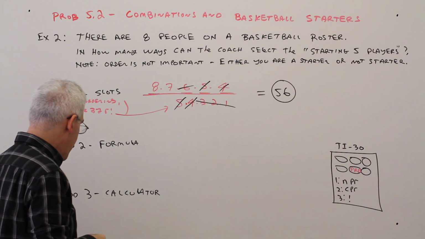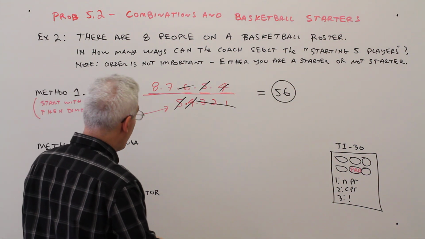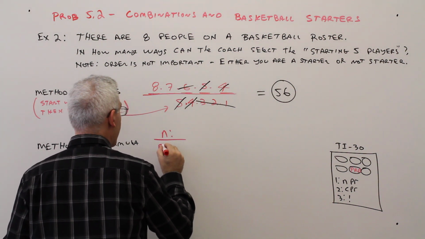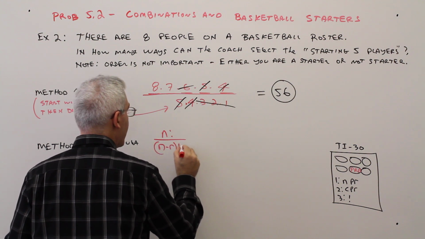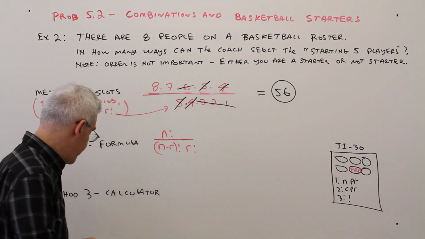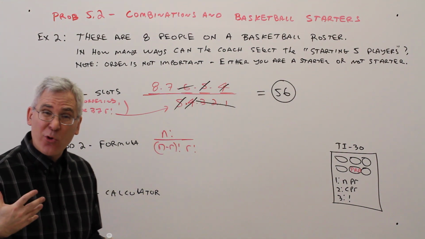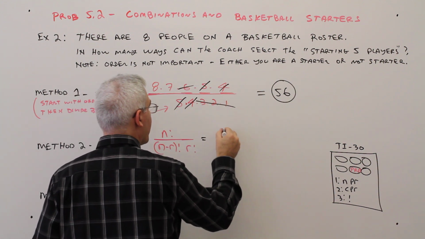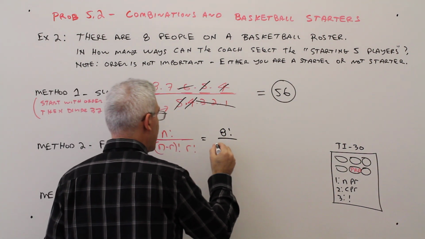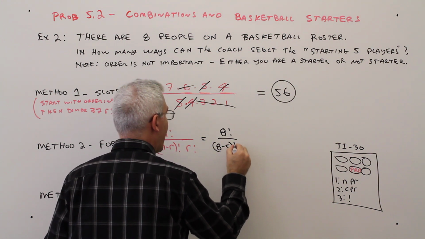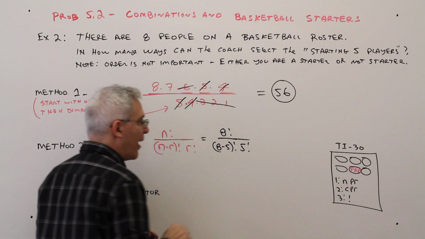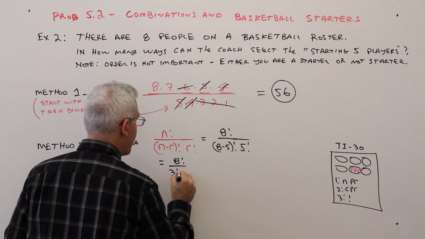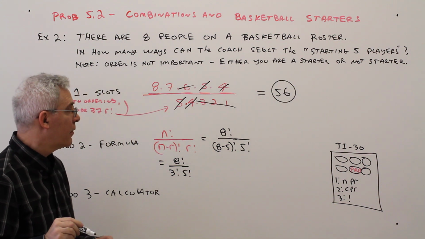All right, method 2 would be with the formula. The formula I could write as n factorial over n minus r factorial, with an extra r factorial down there. Remember, n is the total objects, r is the grouping size. So that would be 8 factorial over 8 minus 5 factorial, and that would be 5 factorial. So that would be 8 factorial over 3 factorial, 5 factorial.